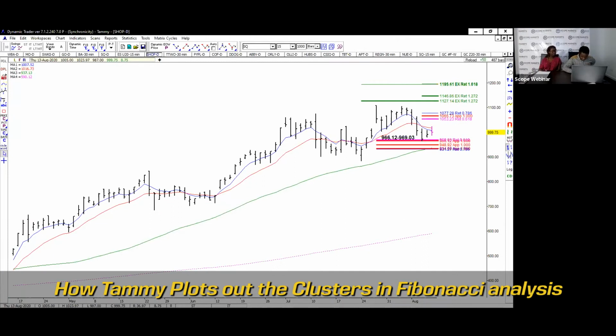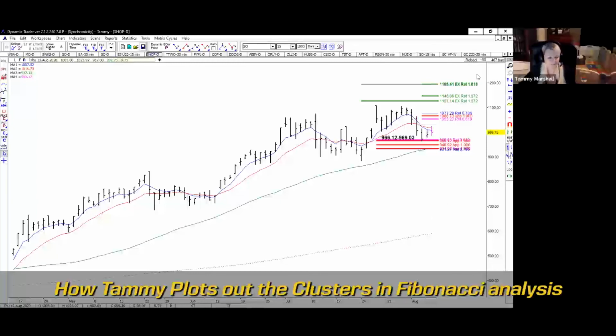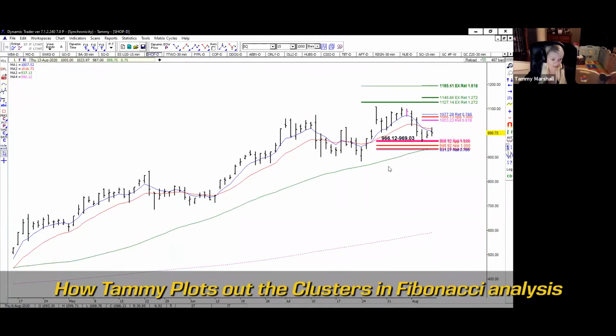And now, with the clusters, how do you plot out the clusters? How do I plot out the clusters? Yeah. Okay. That is a great question, and I do try to go over this quite a bit in our room also.